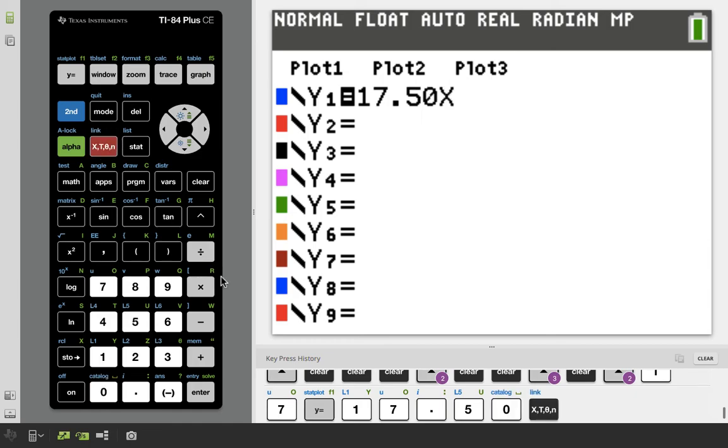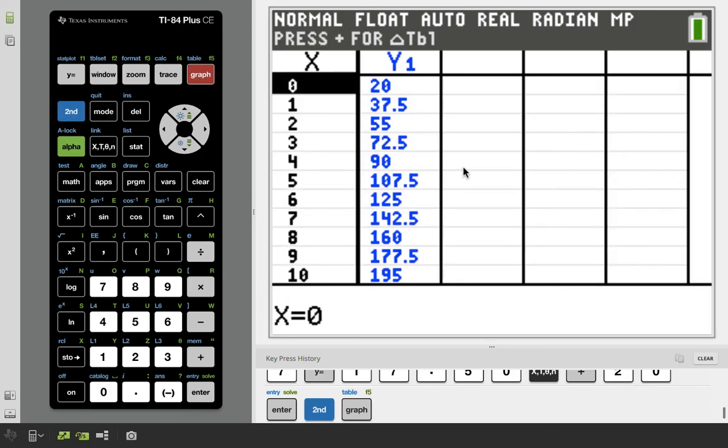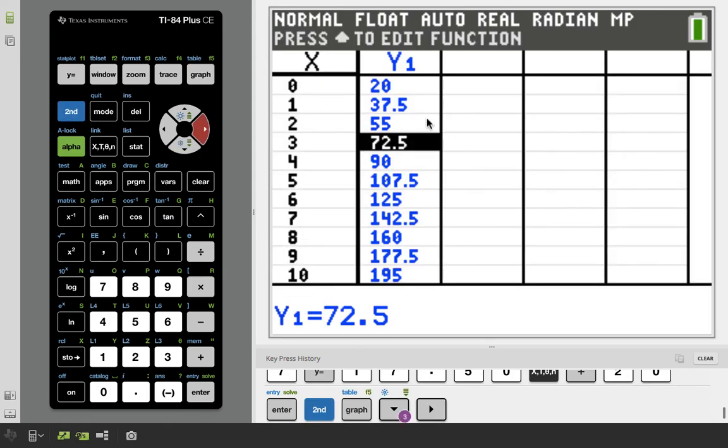$17.50 per day and a $20 deposit. So let's take a look at the table. Over here, I'm going to look for x equals 3. Total cost would be $72.50.